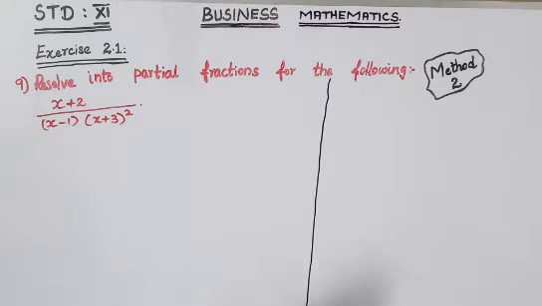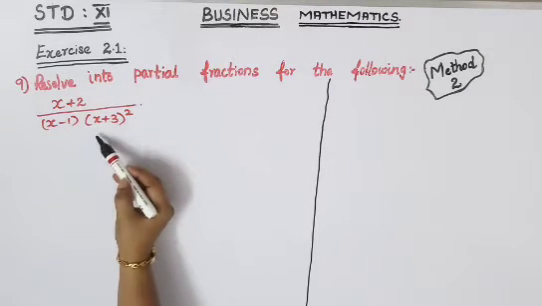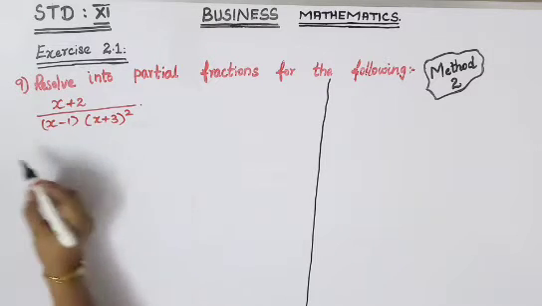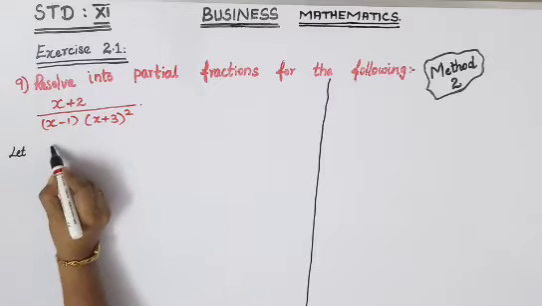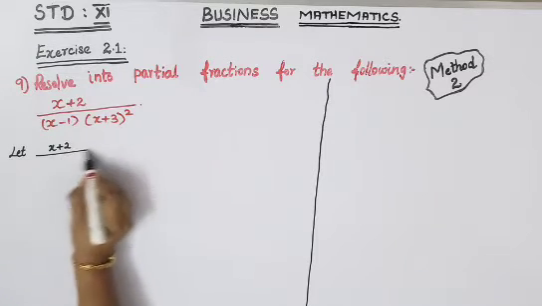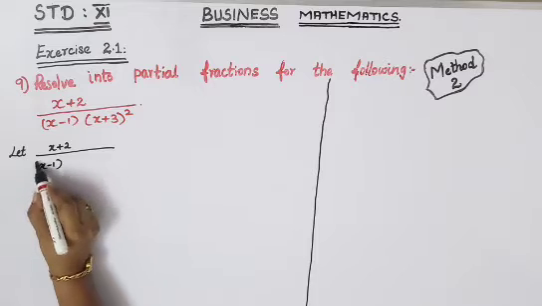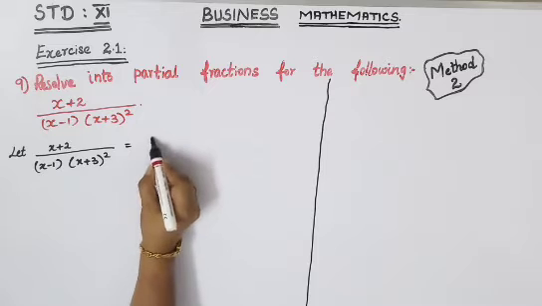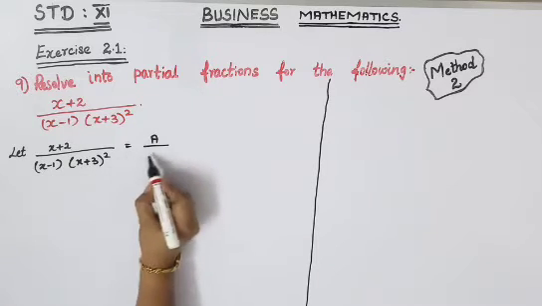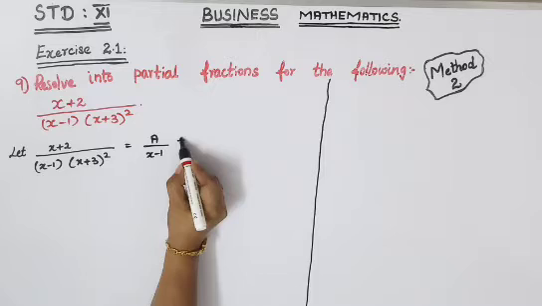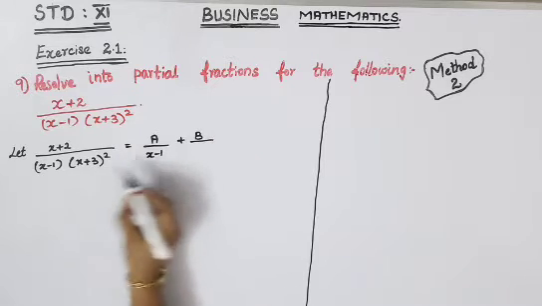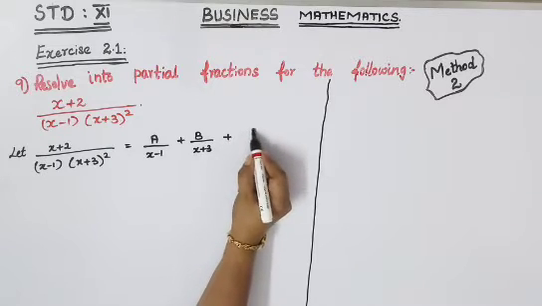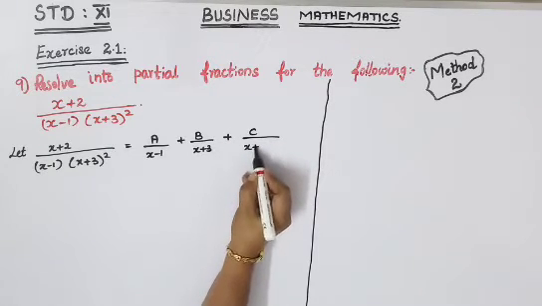The repetition is there. So x + 3 is repeated twice. So first you will have to write x + 3 separately, then (x + 3) the whole square. So just proceed. Let (x + 2) divided by (x - 1)(x + 3) the whole square be equal to A by your first factor, that is x - 1, plus B divided by x + 3, that is to the power 1, plus C divided by (x + 3) the whole square.